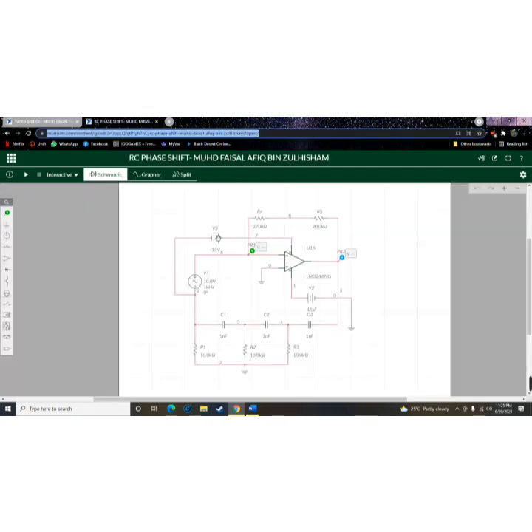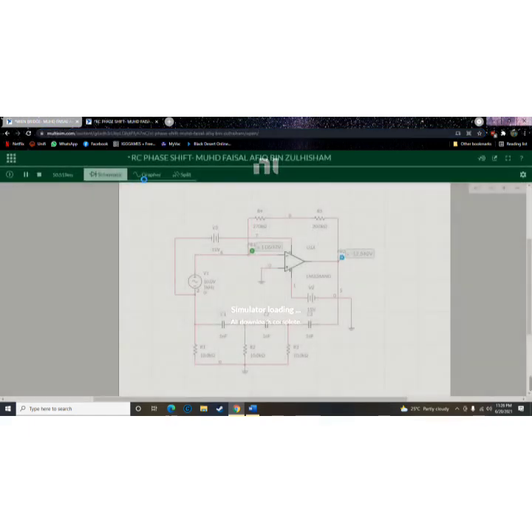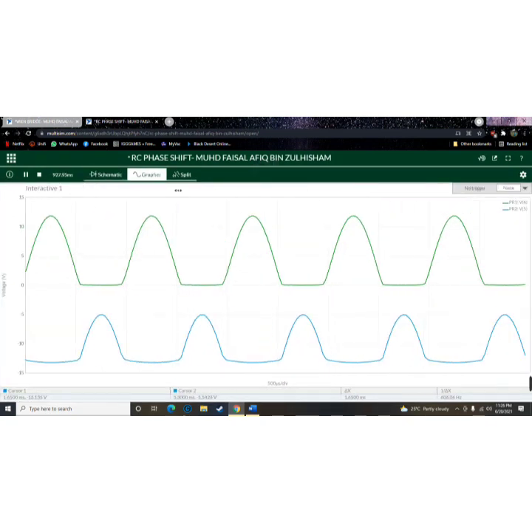This is a schematic circuit for the RC phase shift, and now we can see the capacitors we built. The value of the three of them is 1 microfarad, 1 microfarad, and also this capacitor, and this resistor is 10k for the three capacitors. And then we run the RC phase shift circuit. We go to the graph.